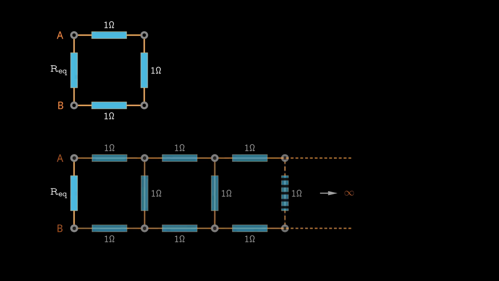We can replace the infinitely long section of the ladder with its equivalent resistance, as this substitution preserves the overall configuration of the circuit. This simplification takes advantage of the ladder's self-similar nature, enabling us to systematically determine the equivalent resistance.